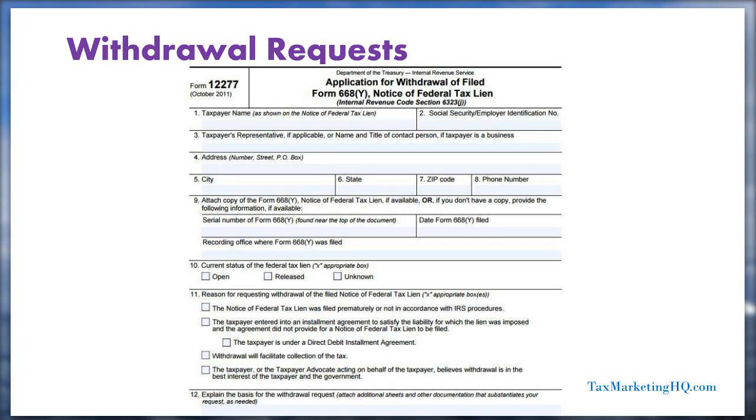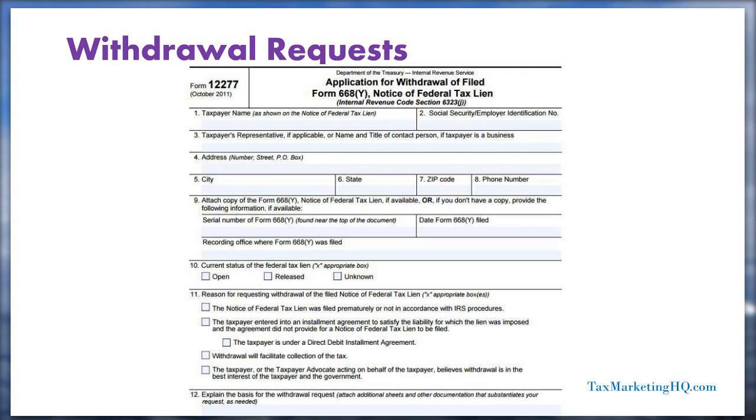Tax lien withdrawal requests are filed on IRS Form 12277. And as you can see here, it's pretty straightforward. Taxpayer's names, identification number, your representative information is included on here. They do want you to attach a copy of the Form 668(Y), or if you don't have it available, they'll want to be able to look it up.